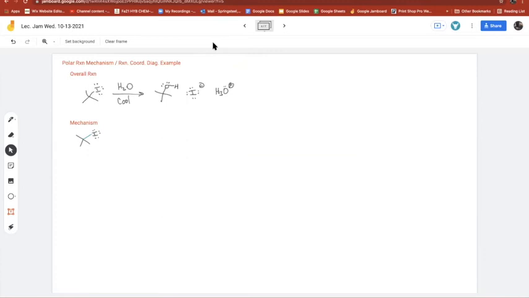Now reaction coordinate diagrams. So I got one here. We have tert-butyl iodide. So let's show you this guy right here. What kind of iodide is this? Is this a methyl iodide? A primary iodide? A secondary iodide? Tertiary? What do you think? Tertiary iodide, yep. The carbon with the iodide has 1, 2, 3 other carbons. So this guy is a tertiary iodide.